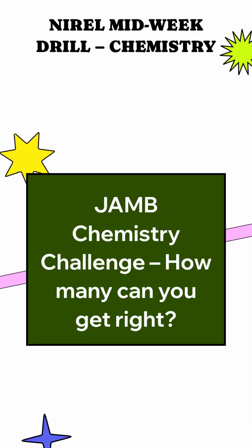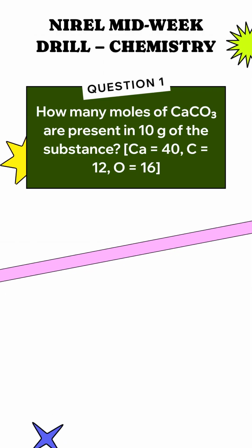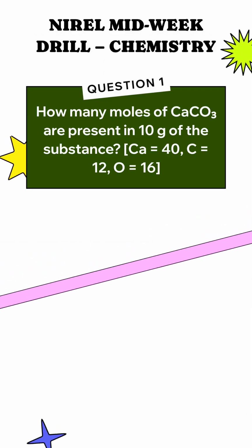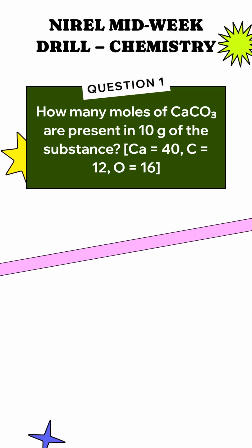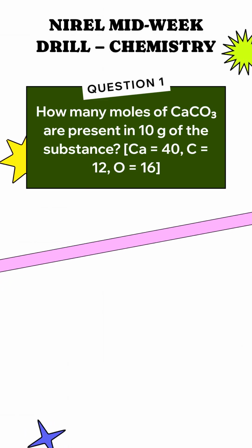JAMB Chemistry Challenge. How many can you get right? How many moles of CaCO3 are present in 10 grams of the substance? Given calcium equals 40, carbon equals 12, and oxygen equals 16.